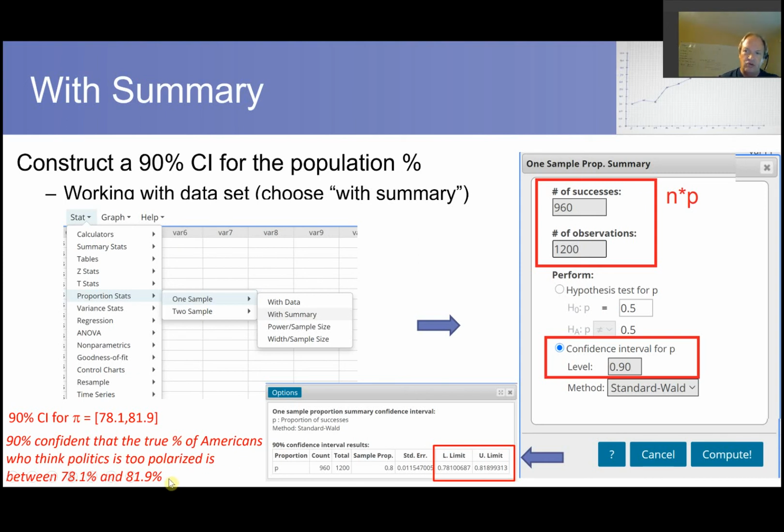And again, if we translated that in the context of our problem, we would say that we're 90% confident that the percentage of all Americans who think politics is too polarized is between 78.1% and 81.9%. Okay, good.